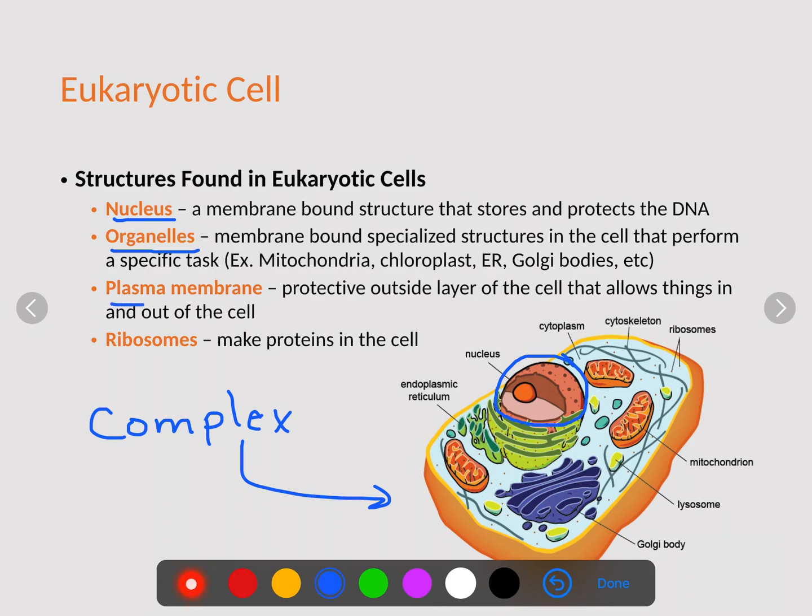All eukaryotic cells also have a plasma membrane, which is the outside layer of the cell made of phospholipids. Again, this is found in both eukaryotic and prokaryotic cells. And finally, ribosomes. Again, ribosomes make our proteins in the cell. So again, to put this into perspective, the nucleus contains the instructions for proteins. The proteins are made on the ribosomes. The proteins are modified in the endoplasmic reticulum and then modified again and shipped out of the cell in the Golgi apparatus.